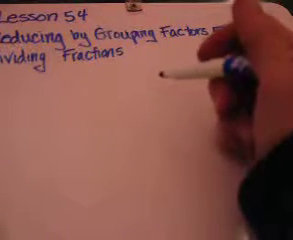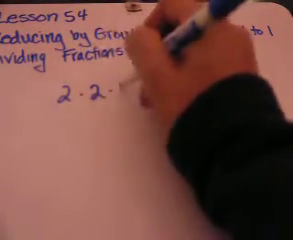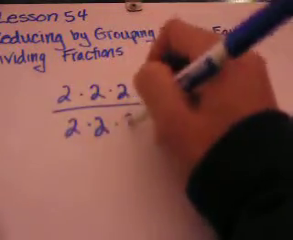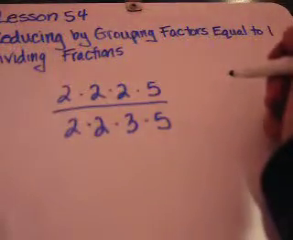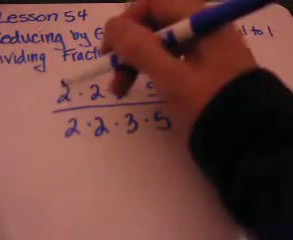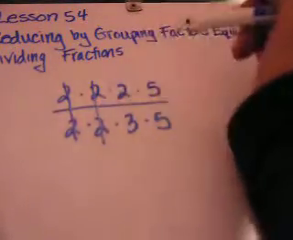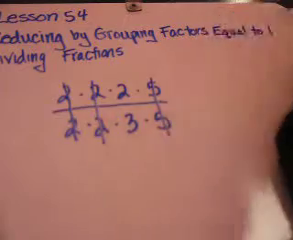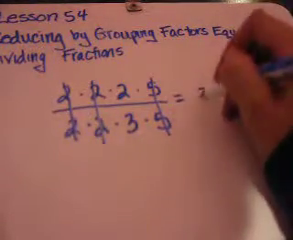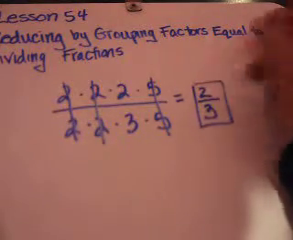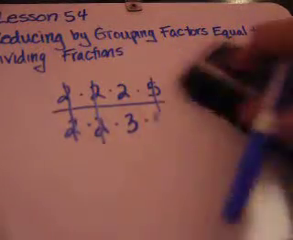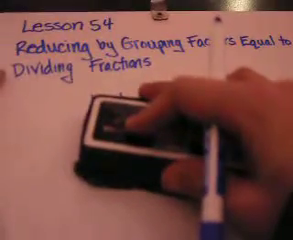So let's try it. Let's do another example, like reduce 2 times 2 times 2 times 5 over 2 times 2 times 3 times 5. And this is example 1 in the lesson, okay? So I see pairs that I can cross out, and I just go like that to cross them out. Those pairs, these guys don't have a buddy that's exactly the same, so those stay, and I have that. So this problem reduces or simplifies to 2/3, and that's your final answer. Not too bad.